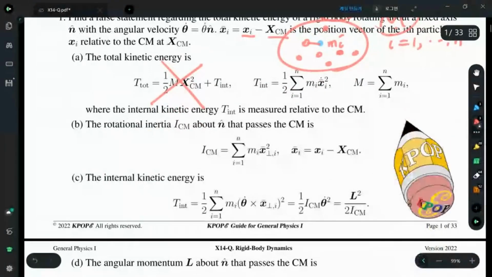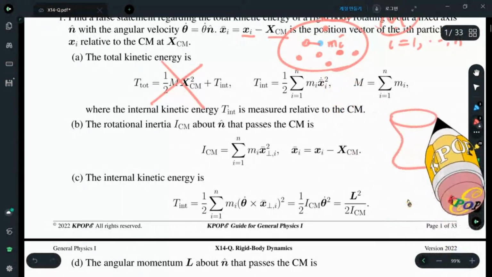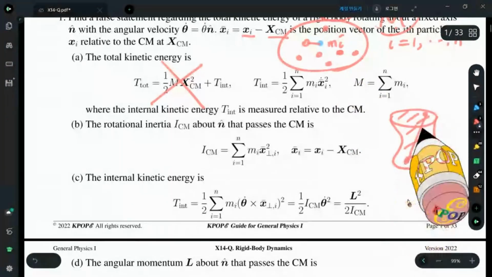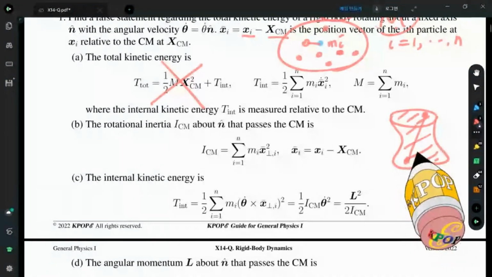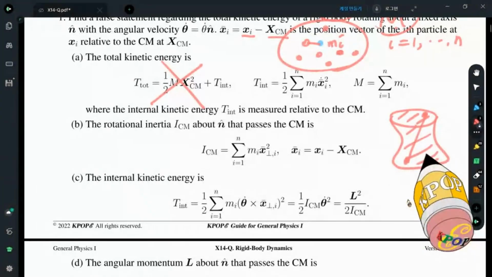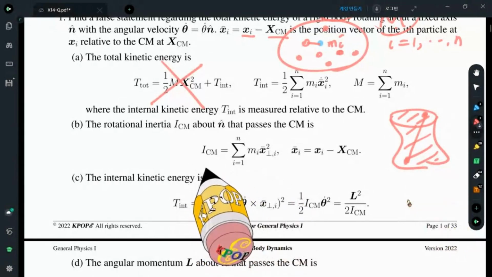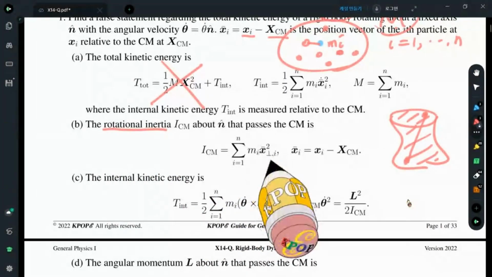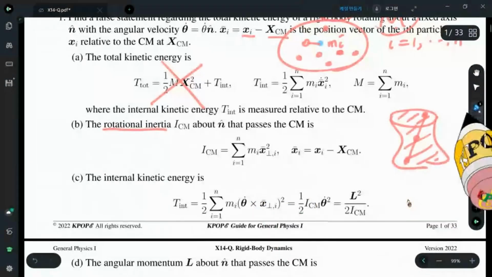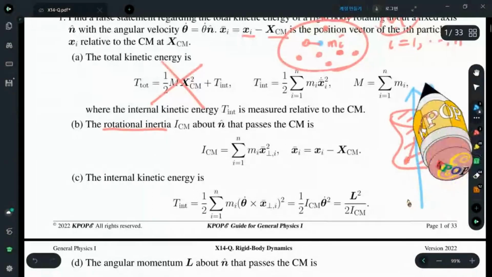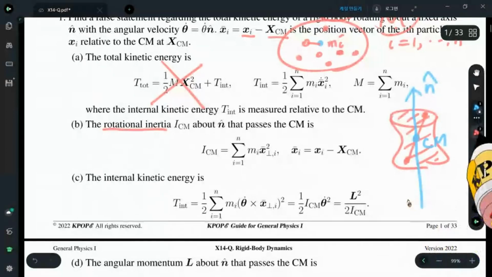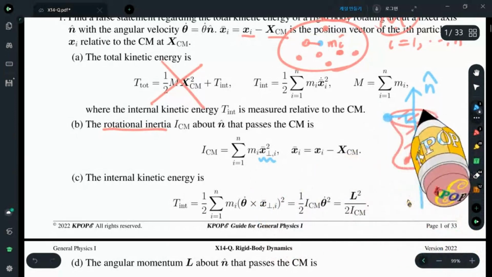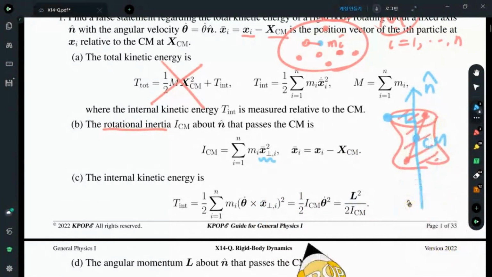In addition, if the system of particles construct a kind of rigid body, any two points of a rigid body have a fixed relative position. That means the shape doesn't change. In that case, we can define the rotational inertia as the sum of m_i x_perp_i squared. x_perp is the perpendicular distance to a point in a rigid body relative to the axis of rotation, where the axis passes through the center of mass.